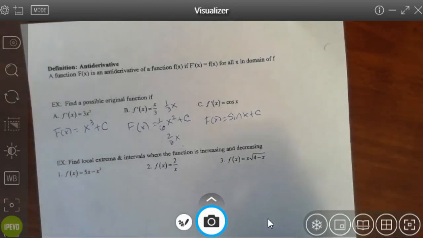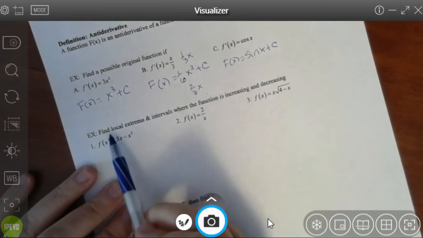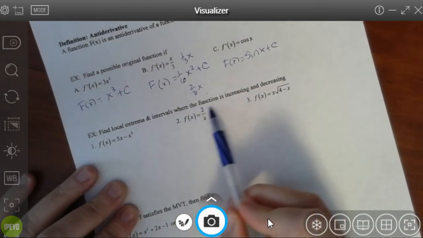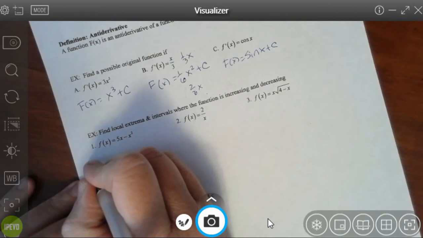So let's just practice some more increasing and decreasing functions. Extrema means max or min, and then this is increasing or decreasing. So for all of these, you have to take a derivative.